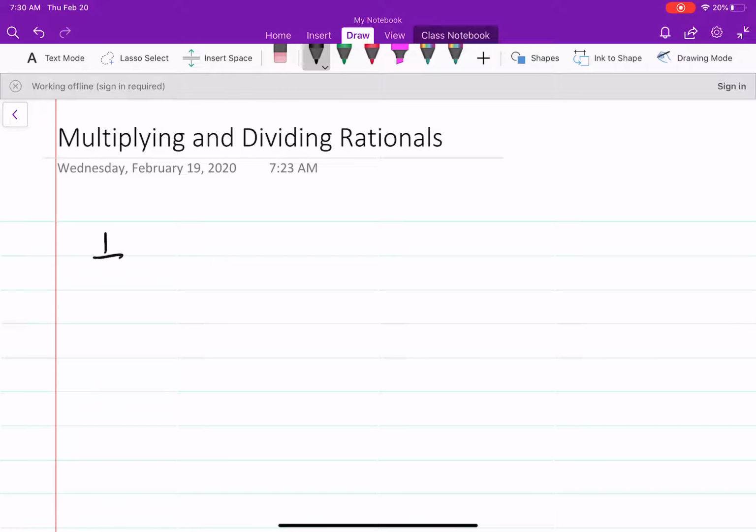So for example, if I had 1 over 2 times 2/3, that's essentially going to be 1 times 2 over 2 times 3. But what we know is that we can cancel something from the top with something from the bottom, as long as they're the same, or it can reduce, and so on. So this is going to equal 1/3.